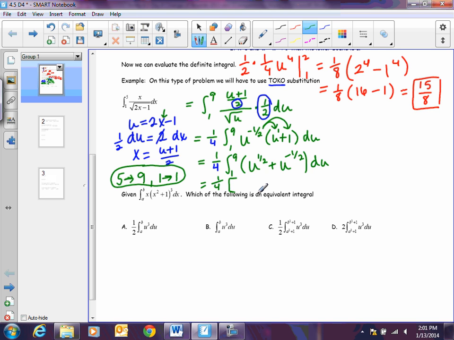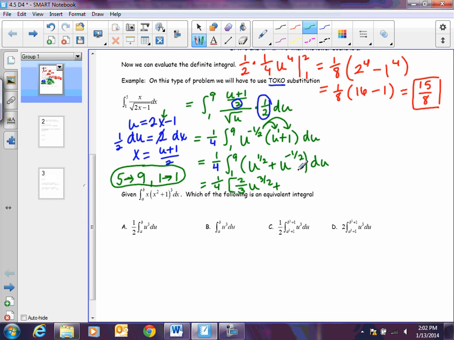So what's the antiderivative of u to the 1/2? 2/3 u to the 3/2. Now, if you're still struggling with this, remember, you can break this down into 2 steps. Leave a space, write the u, add 1 to the power, and write the reciprocal in front of it. Okay, and then we'll deal with the 1/4 later.